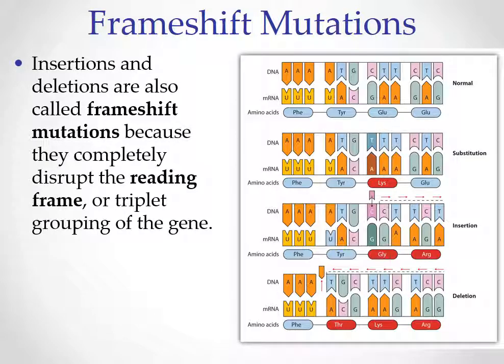A frame shift can be either an insertion or deletion. We call them frame shift mutations because it disrupts the reading frame. Each of the codons codes for one particular amino acid. So if it goes from GLU to now LYS, just because of that one change from the guanine to the adenine, it's going to disrupt the entire reading sequence for the rest of the gene.